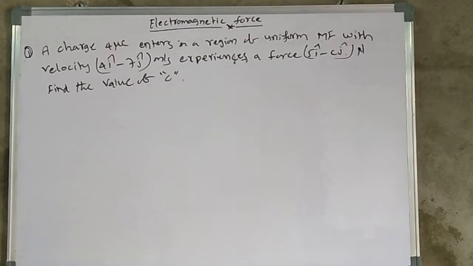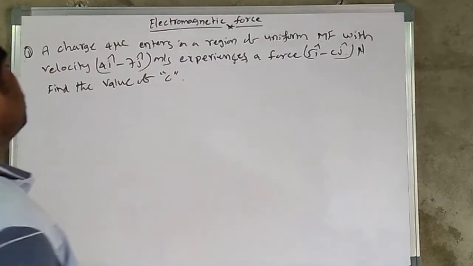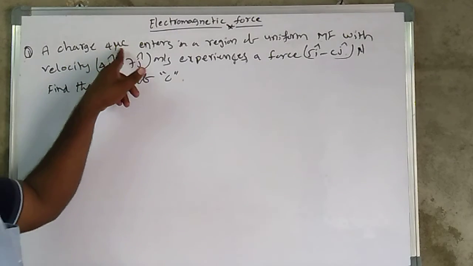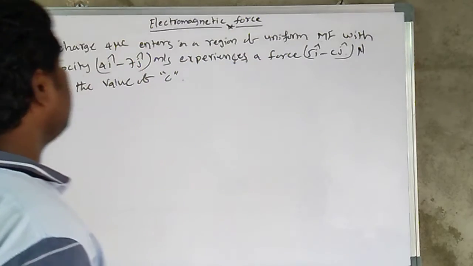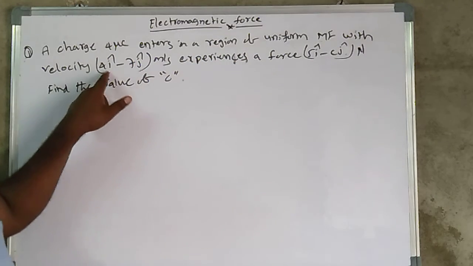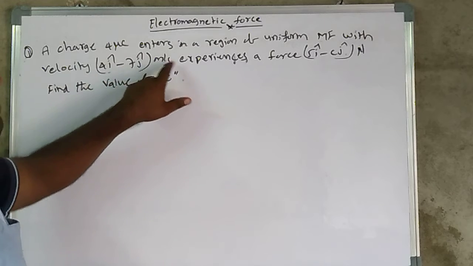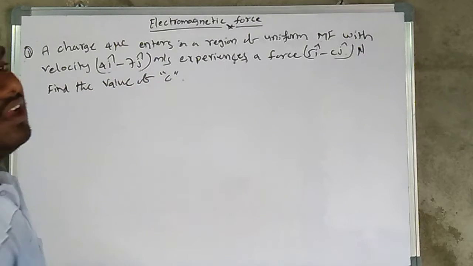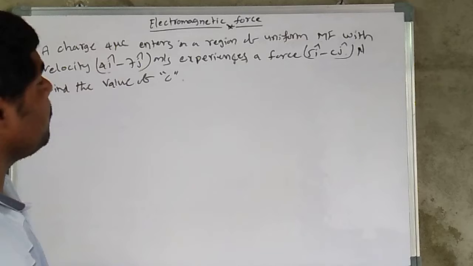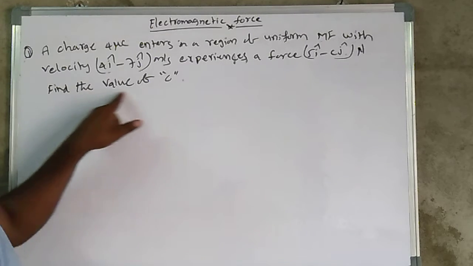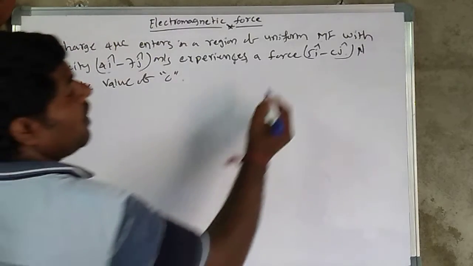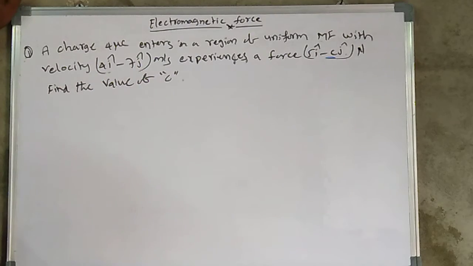Based on the previous case, we are going to discuss numerical problems. A charge of 4 microcoulomb enters a region of uniform magnetic field with velocity 4 i cap minus 7 j cap meter per second, and experiences a force 5 i cap minus c j cap Newton. Find the value of c. They are asking for the value of this c.